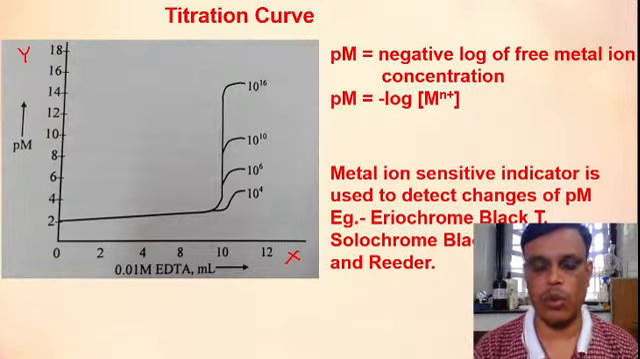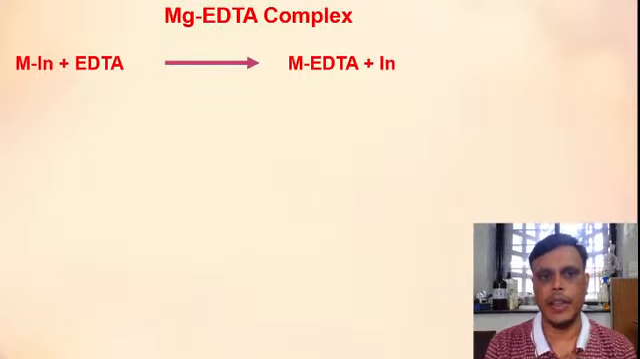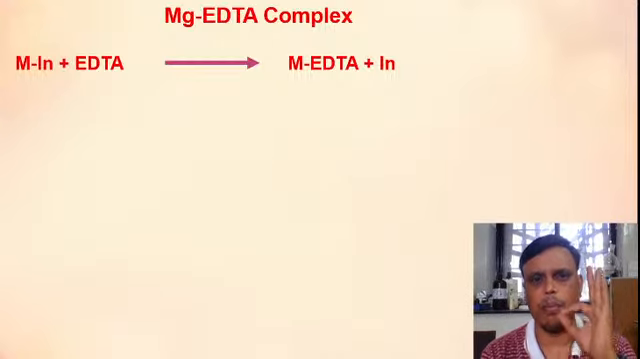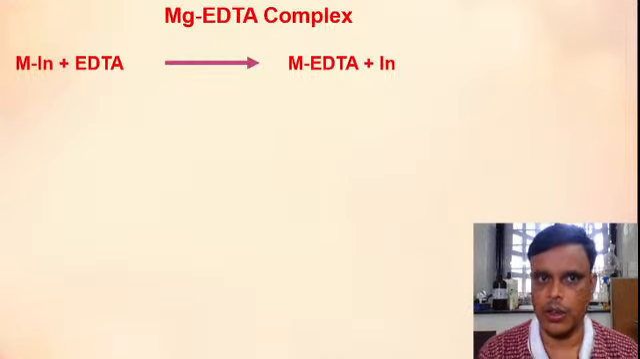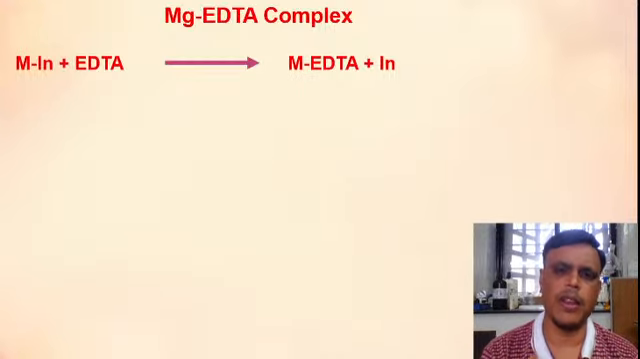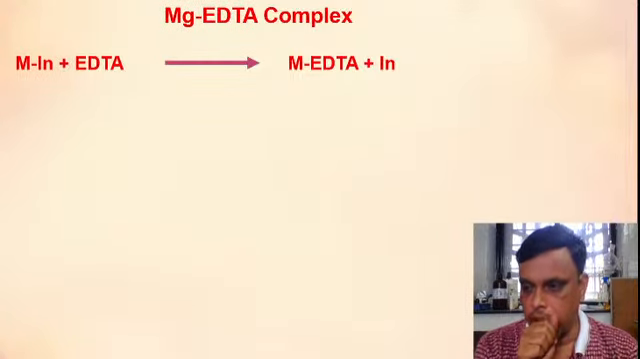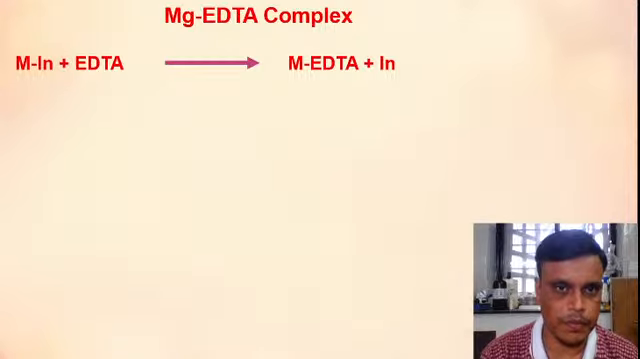Okay, then the next point is magnesium EDTA complex. This is a very popular, very well known example of complexometric titration. Which example? Magnesium EDTA complex titration. So what happens in this titration and in these complex formation reactions?